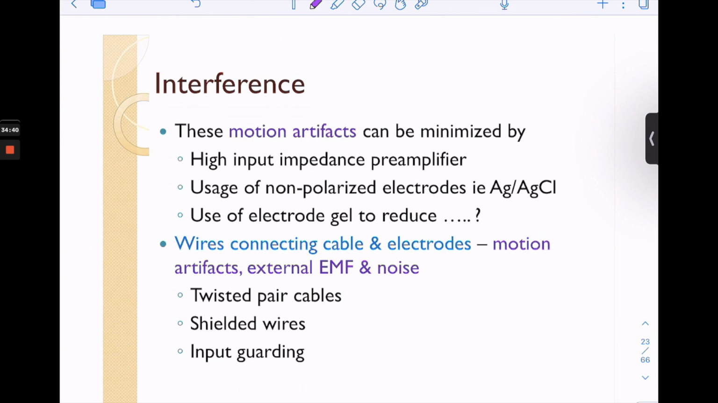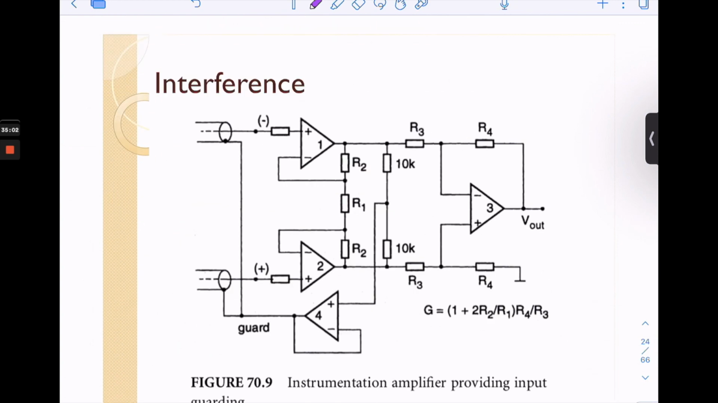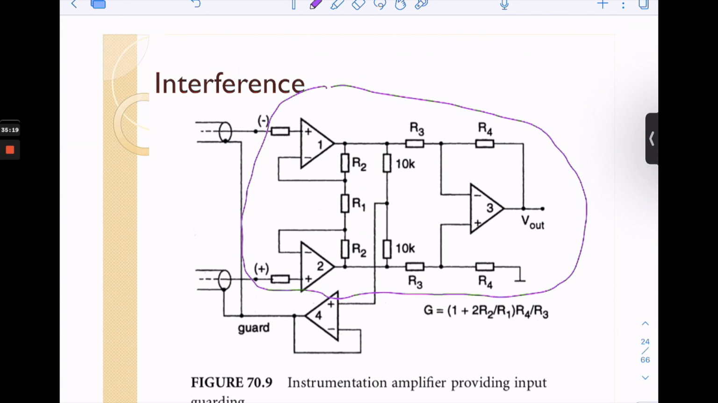Okay, and we can use wires connecting cables and electrodes that can reduce the motion artifact and external electromagnetic field and noises by using twisted pair cables, shielded wires, and input guarding. Okay, this is an example of a circuit that provides the input guarding. So this is the amplifier component, and this is the input guarding component.